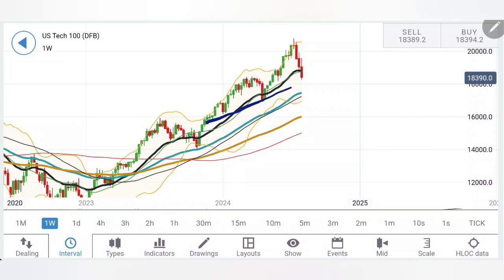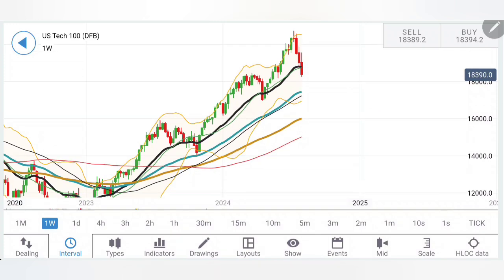Also, if you connect the dots here, you will find that this is an expanding triangle. It has to come out of this, which means it has to stay below 18,000 levels in order to confirm a breakout out of this bullish channel or expanding triangle. Below 18,000, we will look forward to 17,400 and 17,000 levels in the month of August.